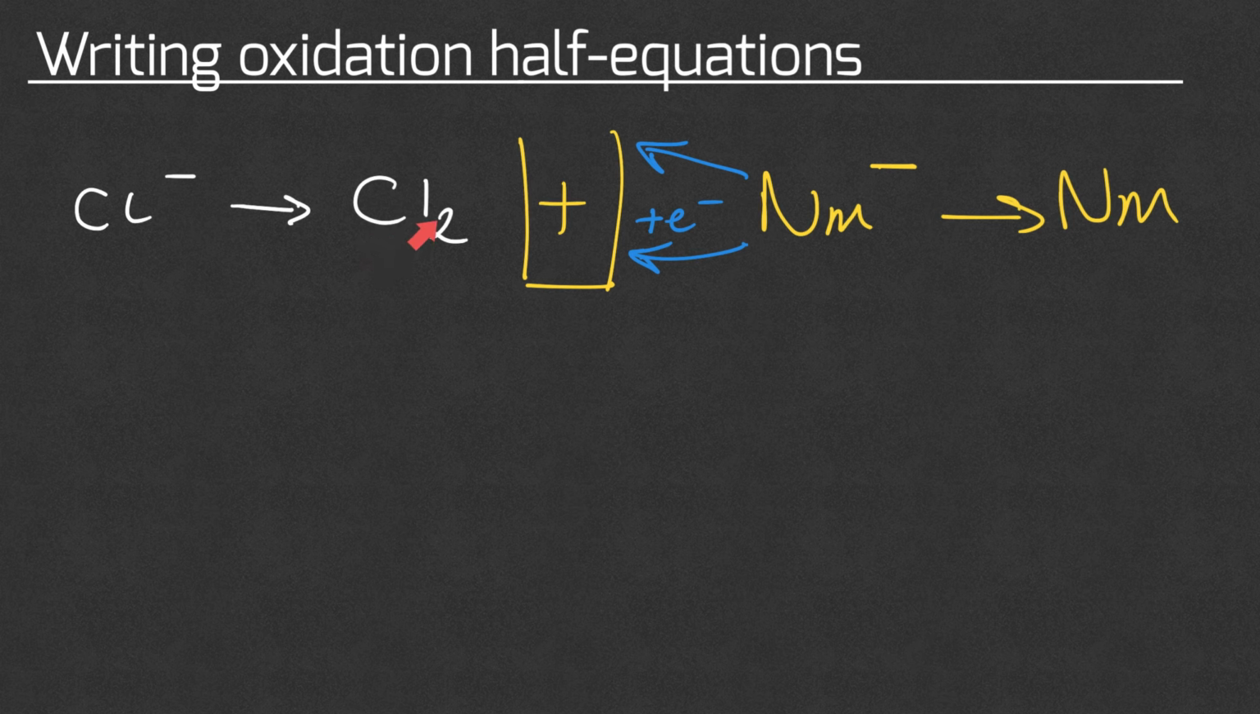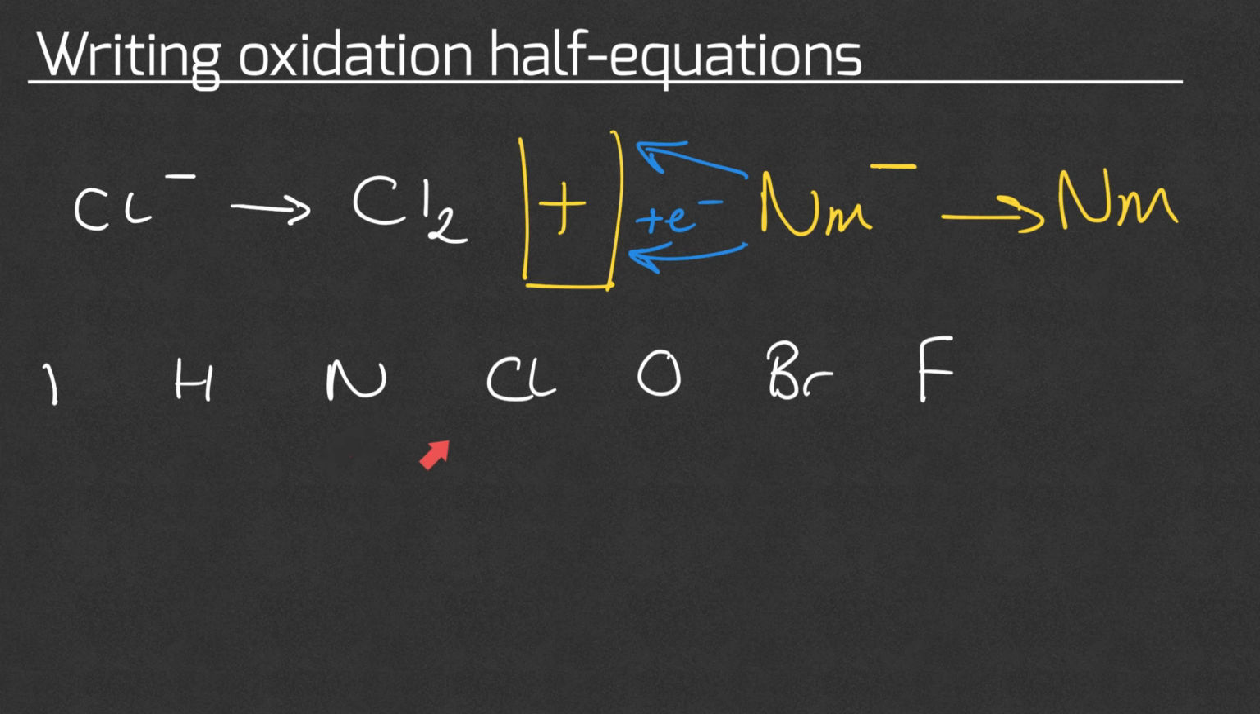You can remember which elements have a 2 after them by using the phrase, "I have no clever or brilliant friends." If you remember that phrase, these are all the elements which go around in pairs. So you need to remember for your exam that iodine goes around in pairs. There's 2 of them, I2. Hydrogen does, nitrogen does, as does chlorine, oxygen, bromine, and fluorine. So we expect for any of these equations to write them as, say for example, N2 or O2. So Cl- is going to form Cl2.